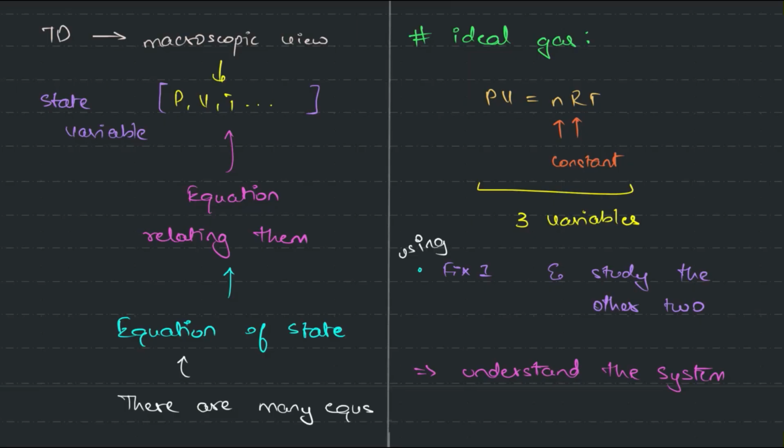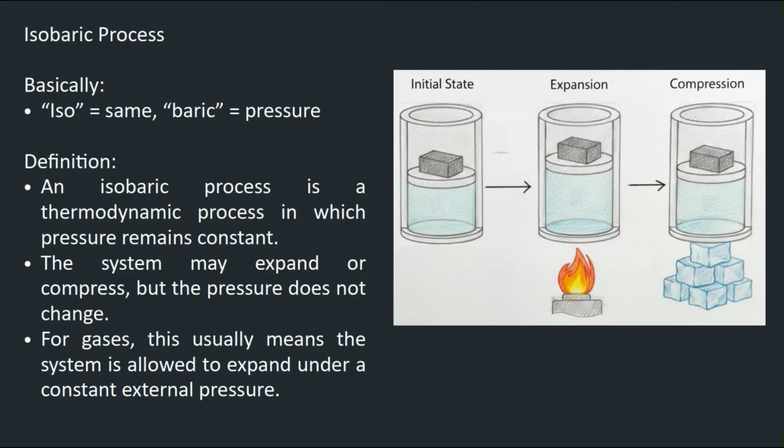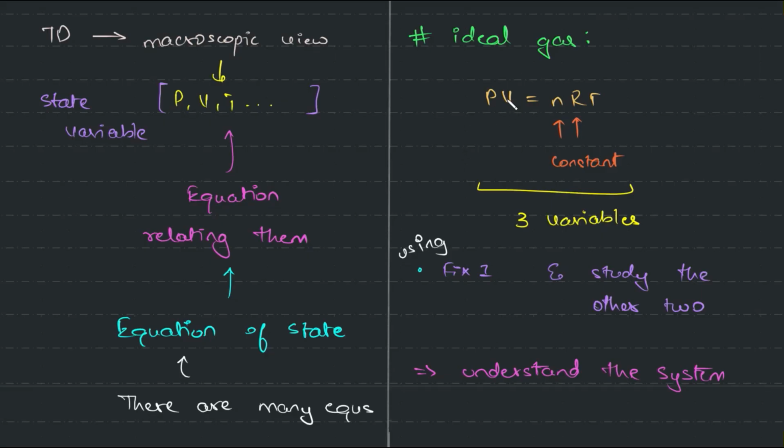So guys, in the previous video, we got introduced to the idea of state variables, thermodynamic state variables, and the equation of state. The equation of state tells us how your pressure, volume, and temperature are related to each other. The idea of this equation is that if we fix one variable, we can study how the other two influence each other. In this video, we are fixing the pressure, and if we fix the pressure, we are changing the volume and temperature.